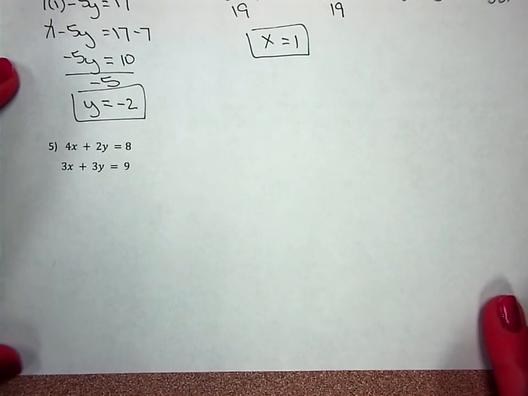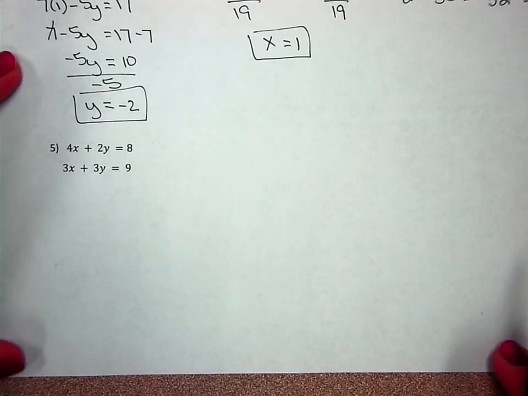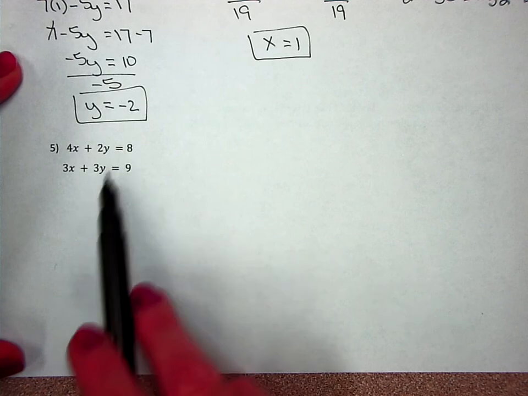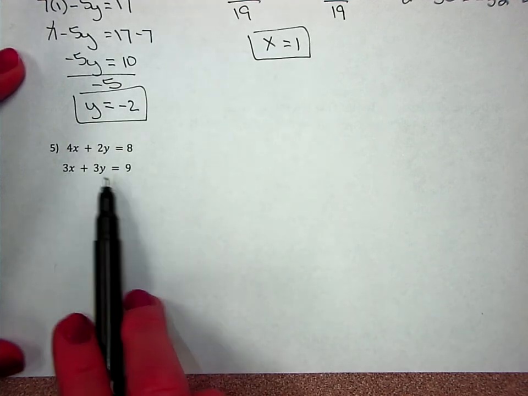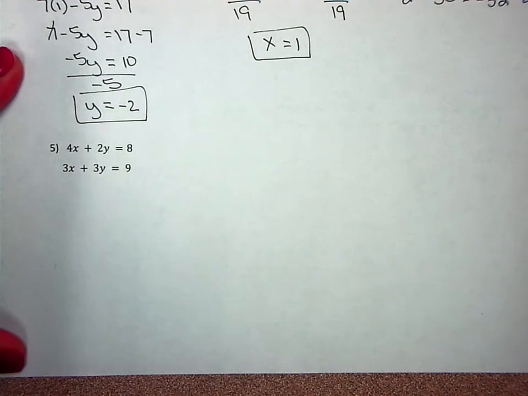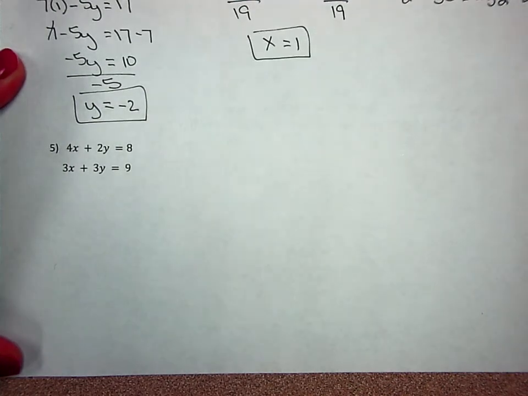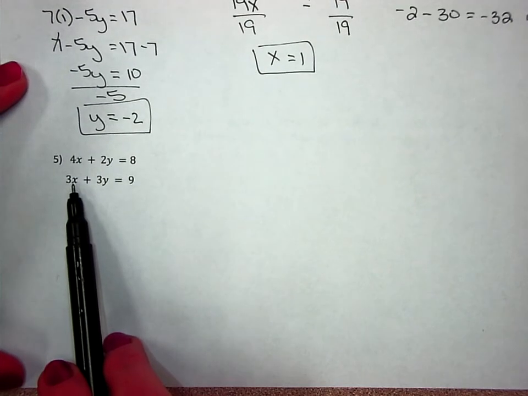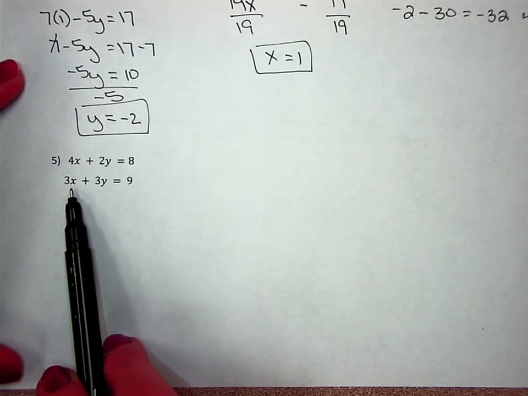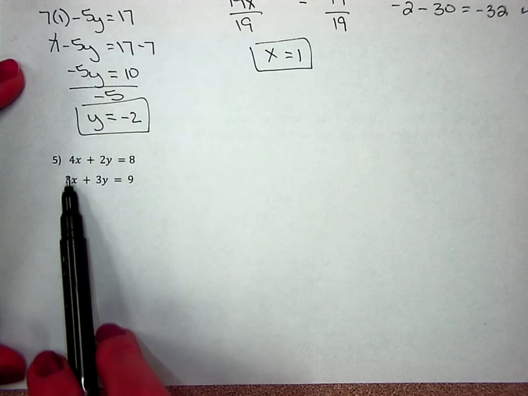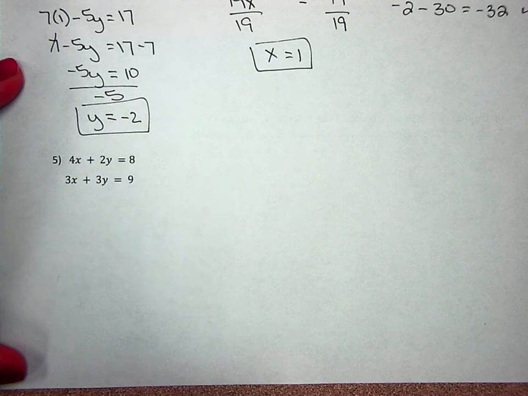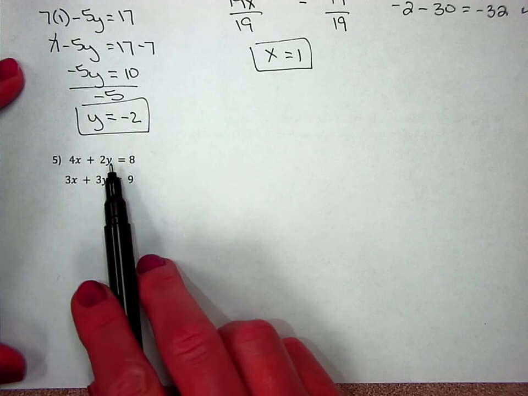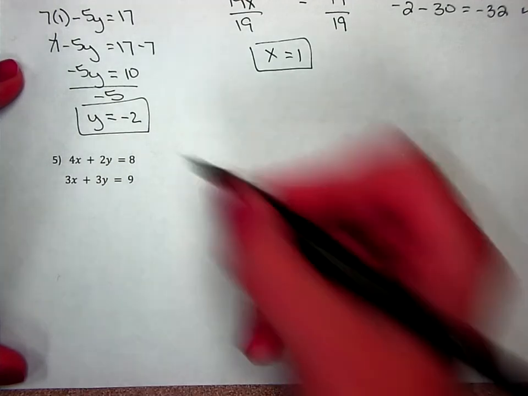And this last one. Alright, so I have a 3 and a 4, and I have a 2 and a 3. I'm going to have to either eliminate my x's or eliminate my y's. So it's the least common multiple, I believe is the technical term. So basically, I look at my coefficients. If you count up by 3's, and if you count up by 4's, what's the first number you would come to? 12. So you could eliminate your x's if you want to. You could eliminate your y's if you want to.